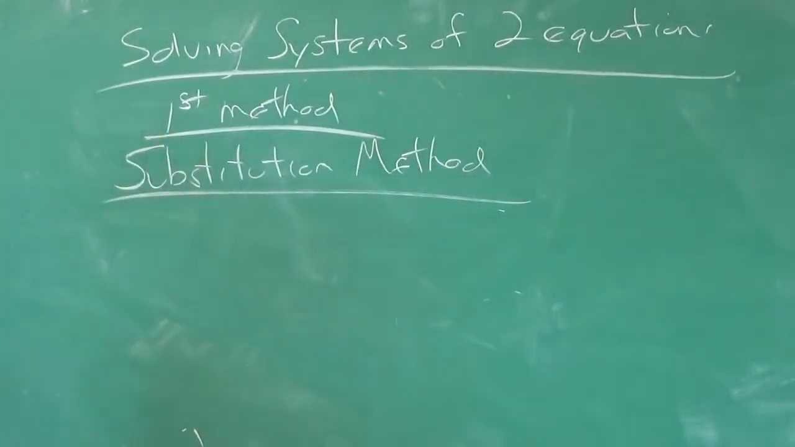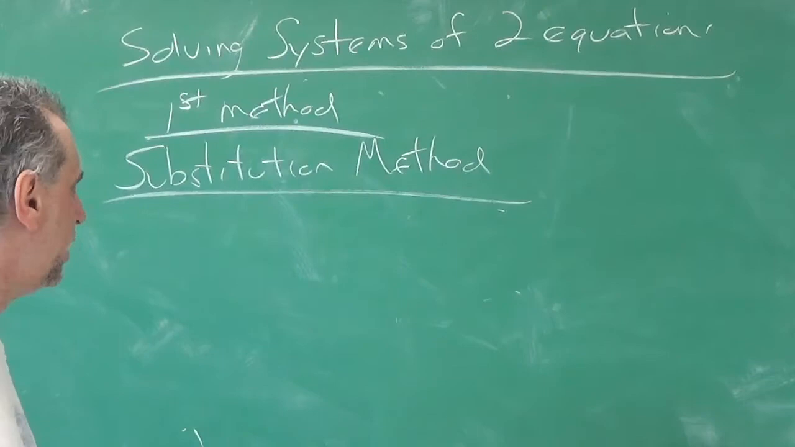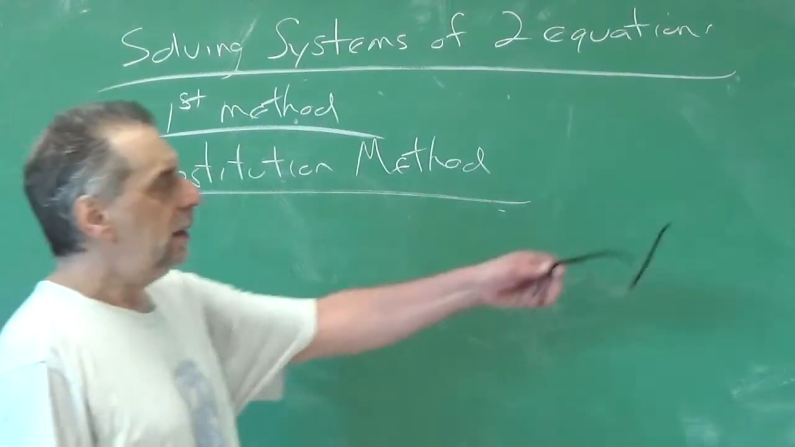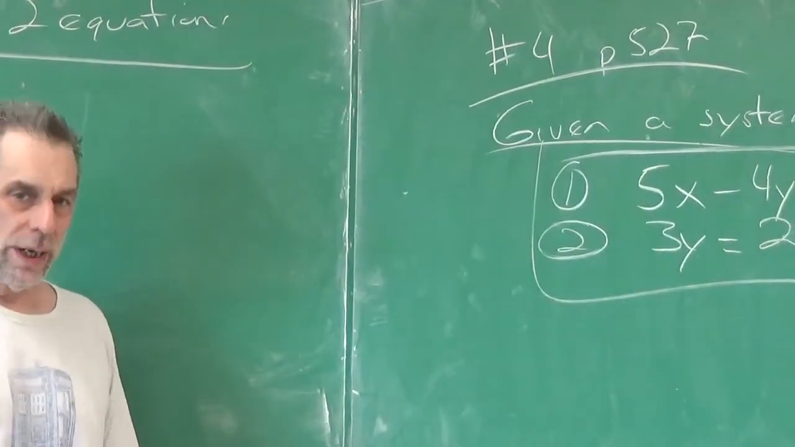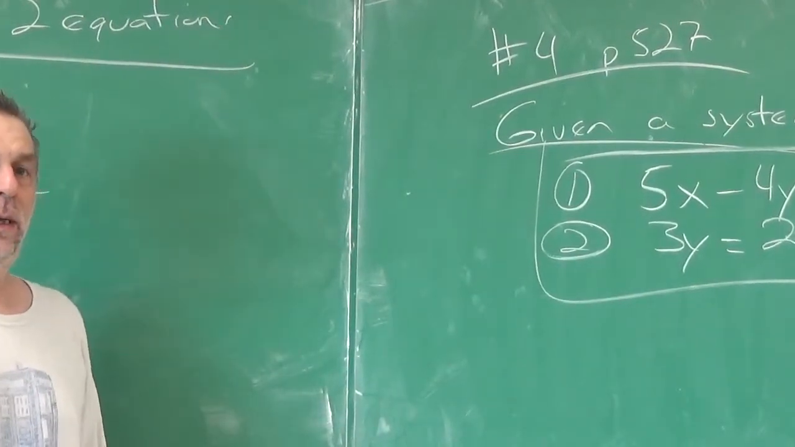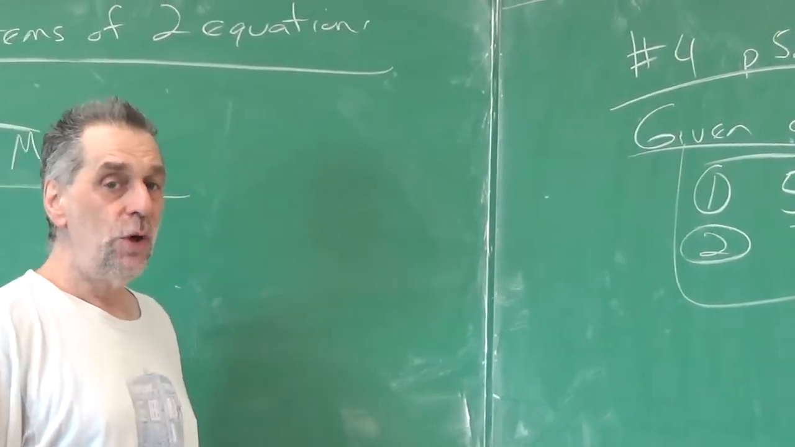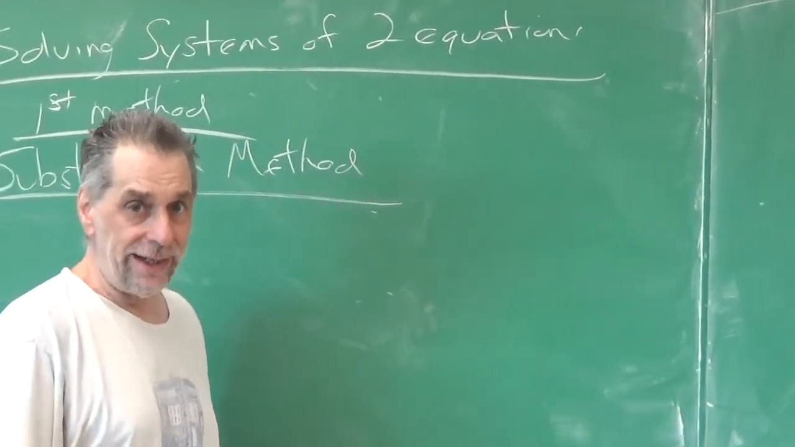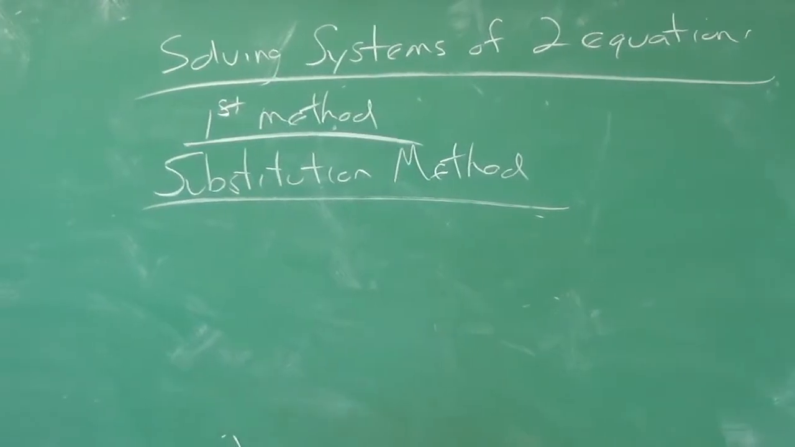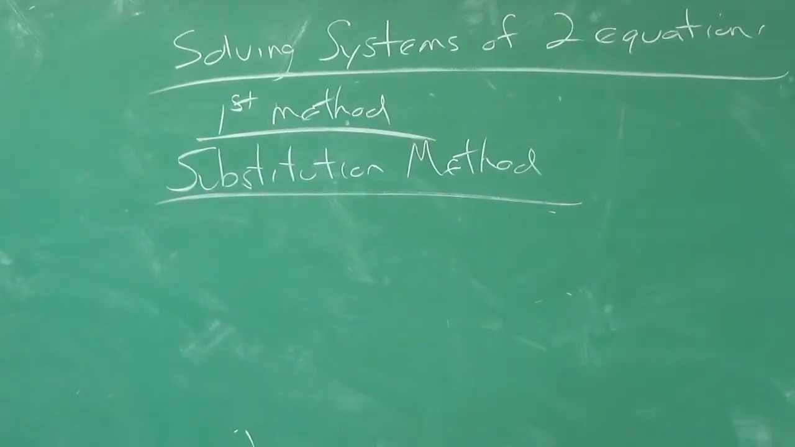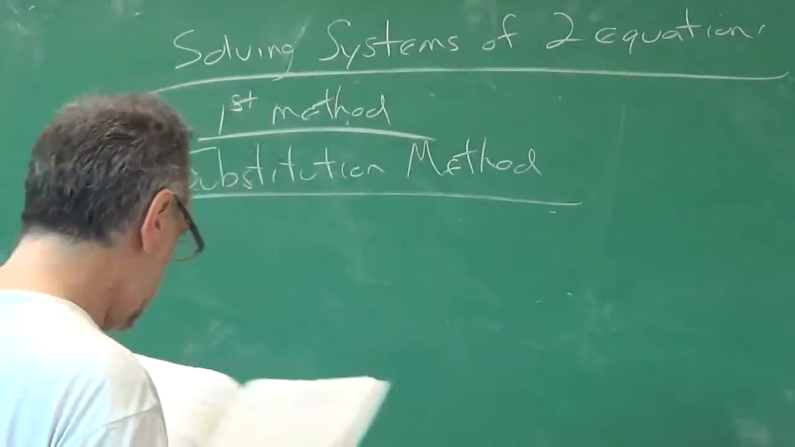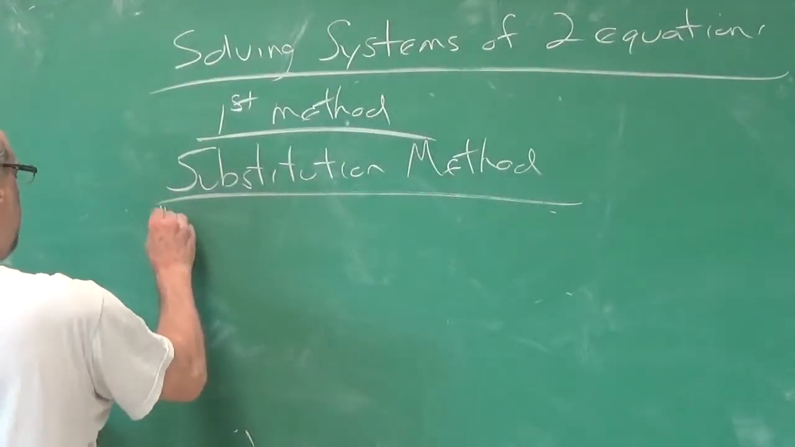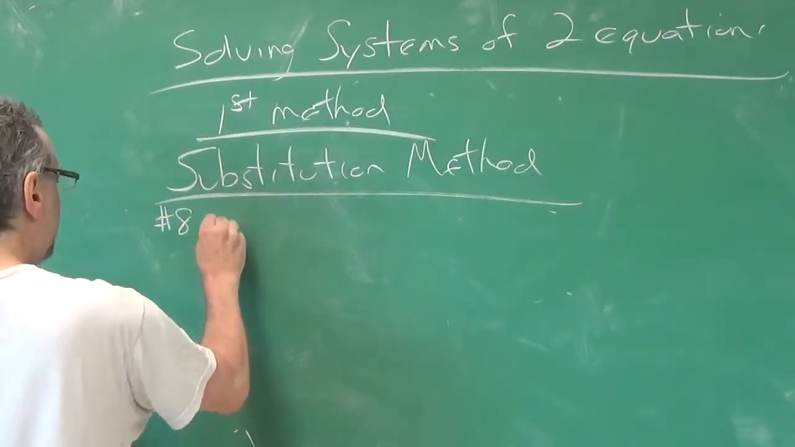All right, so both these methods, the substitution method and the elimination method, the idea is to take the original system of two equations and two unknowns and create one equation with one unknown. Solve for that one unknown, and once you know one of the two, it's pretty easy to find the second. So the trick is to form one equation with one unknown. So the substitution method, let's look at an example here. Let's look at number 8 on page 527.